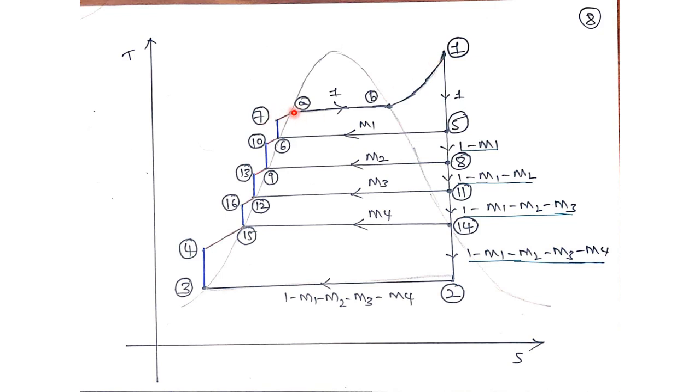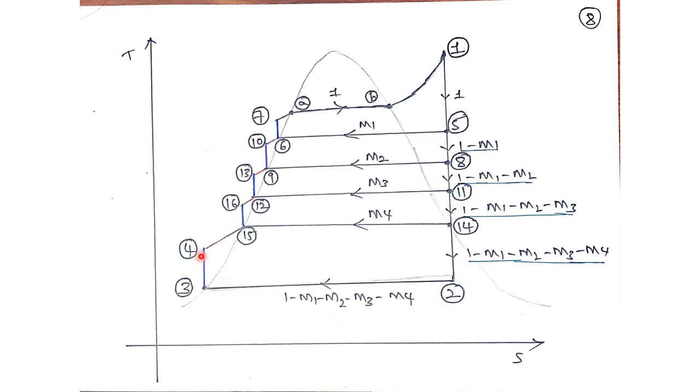So 7 to A occurs in the economizer, A to B occurs in the boiler, and B to 1 occurs in the superheater. So 1 to 2 is an expansion, a complete expansion process. In that it has been split up into 1 to 5, 5 to 8, 8 to 11, 11 to 14 and 14 to 2. Correct? So from 1 to 5 unit quantity of steam is being expanded. At state 5, M1 is drawn out. So the remaining which is further processed is 1 minus M1, and I have explained how it goes. At state 8 M2 is taken out, at state 11 M3 is taken out, and at state 14 M4 is taken out, and this is the quantity of steam which is further processed. This I have explained, right?